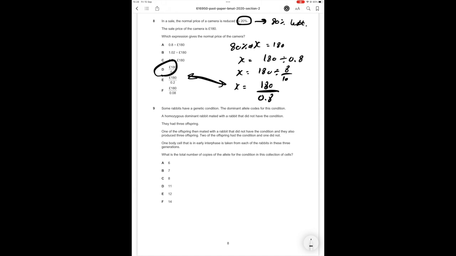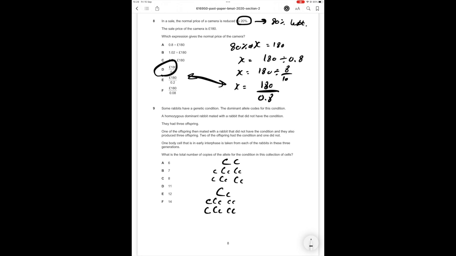I remember seeing this when I was doing the exam and thinking, oh my god, this is going to take a while. So let's map it out. So homozygous dominant rabbit for the condition, let's call him CC. Mates with the rabbit that's healthy, cc. All the kids are going to be heterozygous and they all have the condition. One of these is going to therefore mate with a rabbit that's healthy. So Cc, cc. Again, we're producing 3 offspring. 2 of them have the condition, one of them did not.